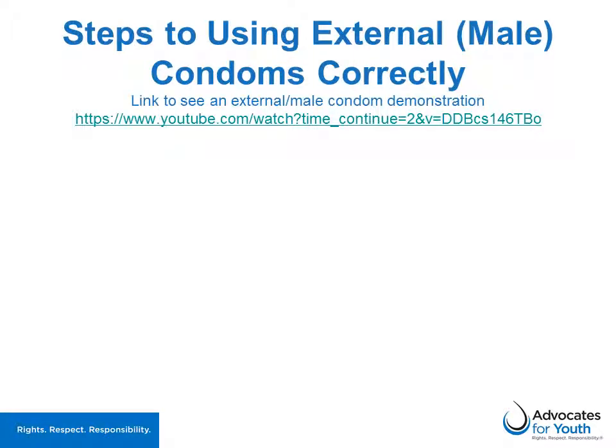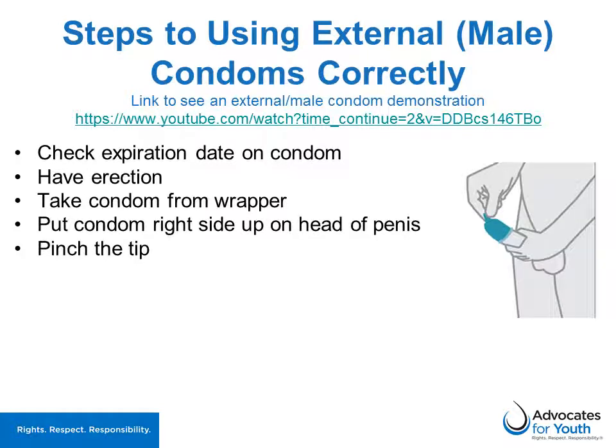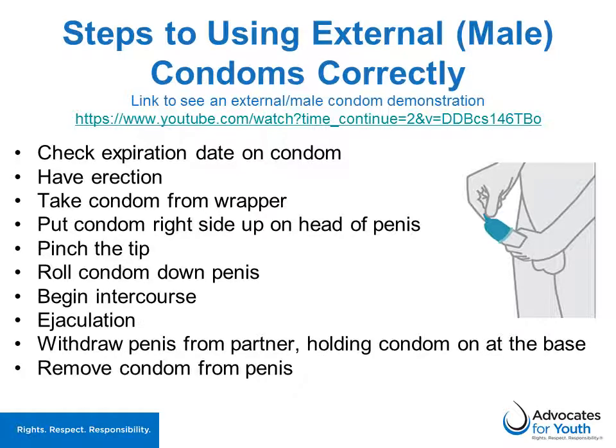Here are some steps to using an external or a male condom correctly. I'm just going to put them on the screen one at a time, not going to review them with you. I have a feeling they'll be pretty familiar. But we use this specific set of steps intentionally to make sure it's not too many, while it does include those key ones like making sure you check the expiration date, making sure the condom is put the right side up on the head of the penis, making sure it's rolled all the way down, and that you hold the condom at the base before you withdraw the penis from a partner's body.